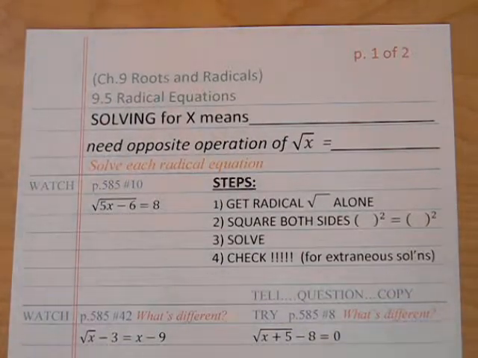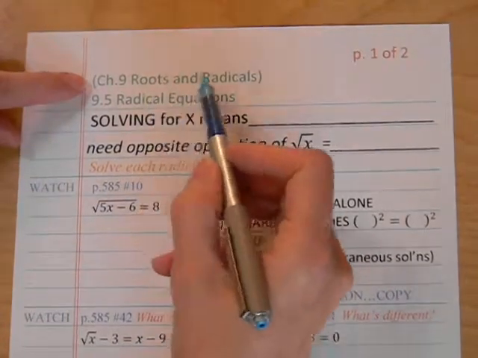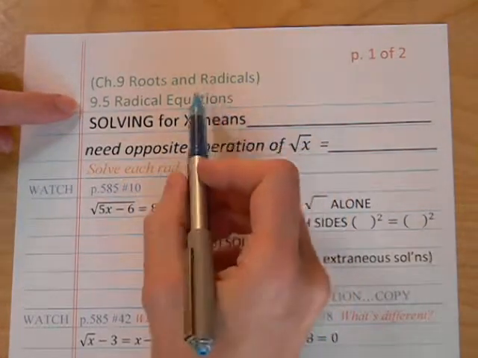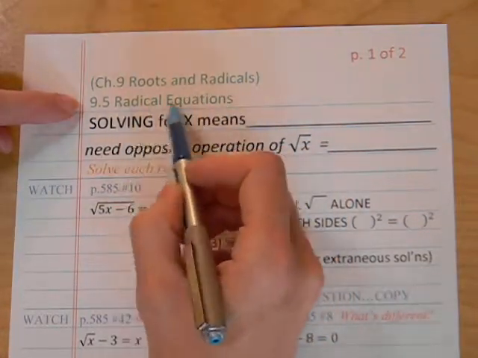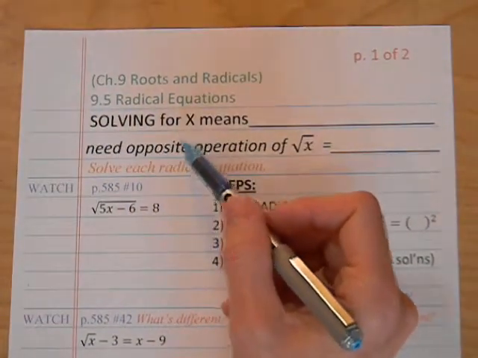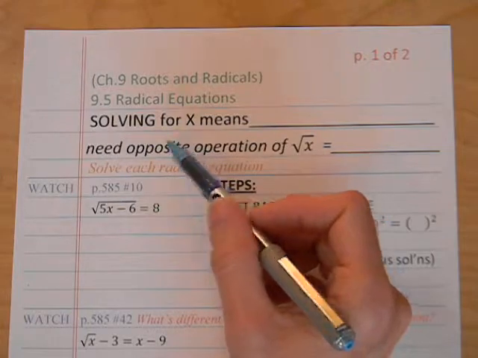Right, we're in 9.5, continuing our focus on roots and radicals. Now we're going to talk about radical equations. In other words, when we're solving for x and there's a radical involved. So let's just do a little bit of review here to get ready for this section.